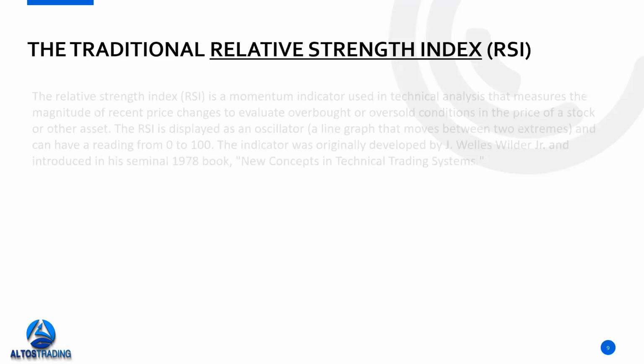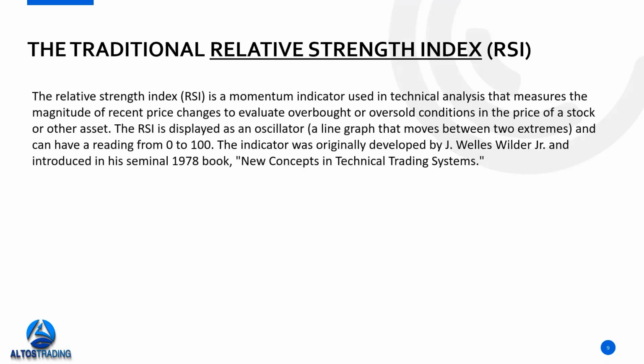And so we're going to start out by looking at the RSI and talk a little bit about what it is, and also what some of the drawbacks to the RSI are. So if you're not familiar, the relative strength index, or the RSI, is a momentum indicator. And it's typically used in technical analysis to help us measure the magnitude of recent changes in a stock's price. So it basically is designed to evaluate overbought or oversold conditions.